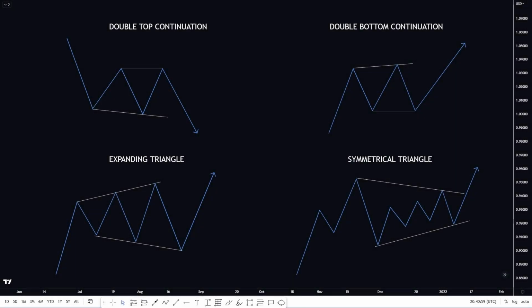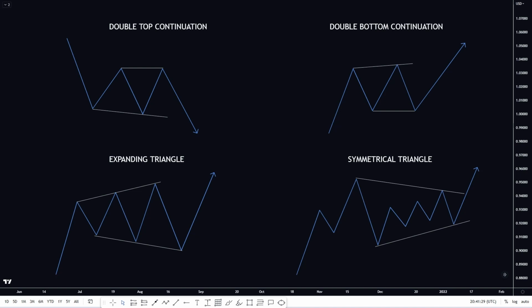Okay, so here on the screen we have all the different types of continuation patterns. As you can see, the double top and the double bottom are quite similar to what we just saw a minute ago, but it's all about whereabouts we see these patterns presented on the charts. So the double top continuation pattern is not a pattern we see at the end of an ascending channel or some kind of bullish move, but what we see after an impulse to the downside.